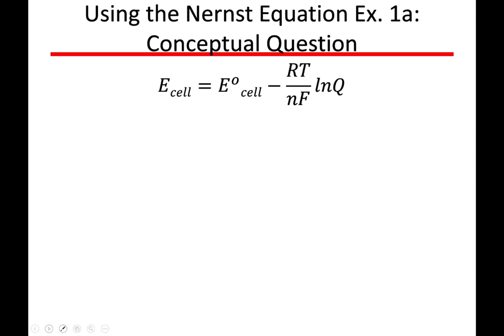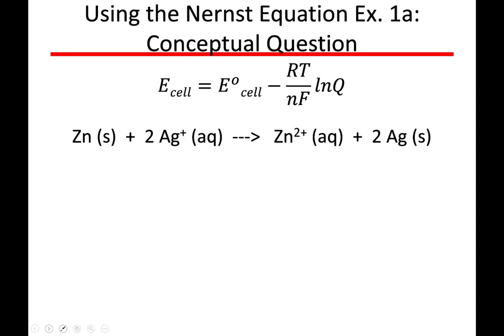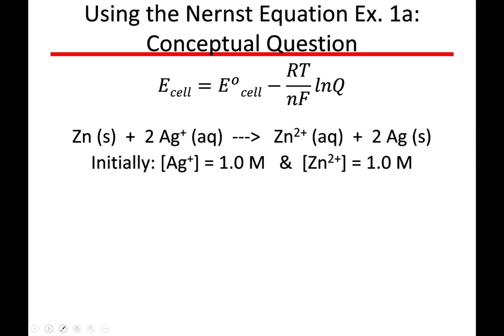Let's get some practice using this equation. So we're going to take a look at conceptual questions and also some calculation-based questions. Here we're going to study this reaction, zinc plus 2Ag plus goes to zinc 2 plus plus 2Ag solid. And we're going to start under standard conditions with 1 molar concentrations of the Ag plus and the zinc 2 plus. Then what we're going to do is increase the concentration of zinc 2 plus to 2 molar, and that will put us at a non-standard condition.